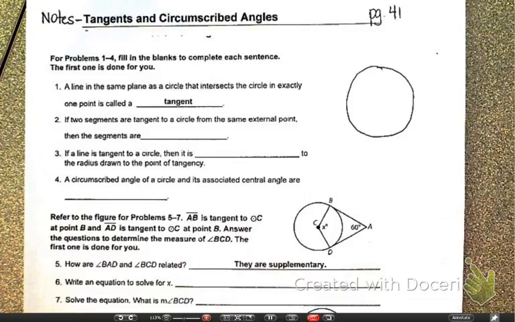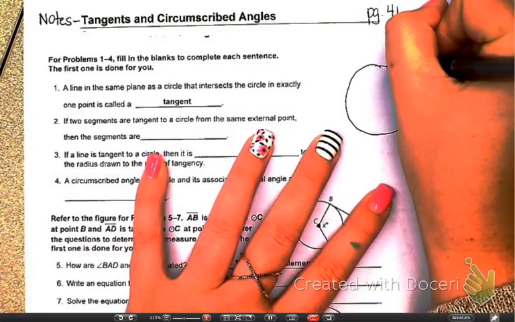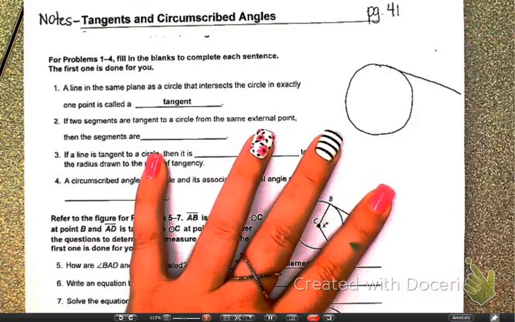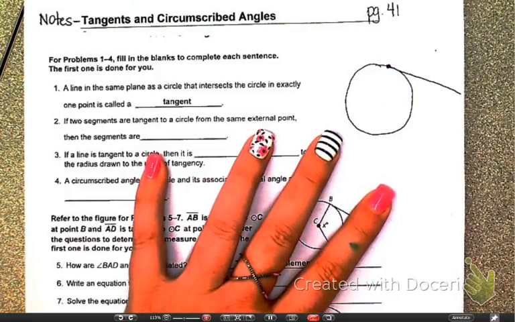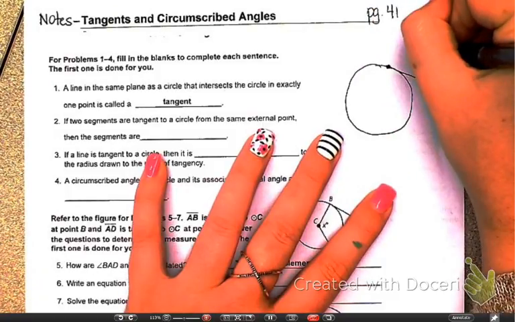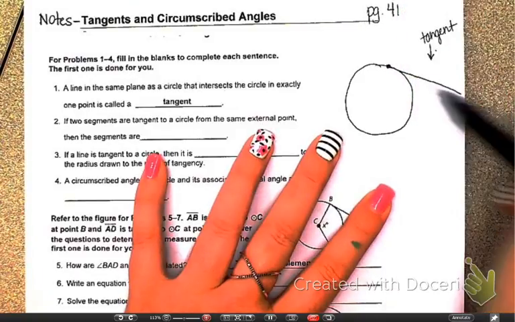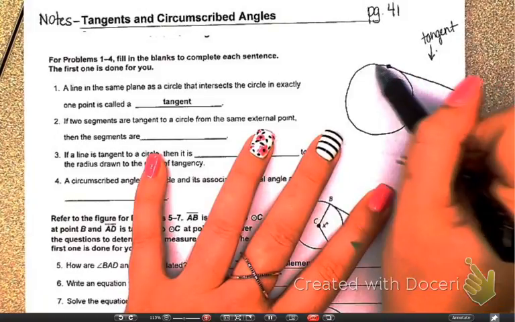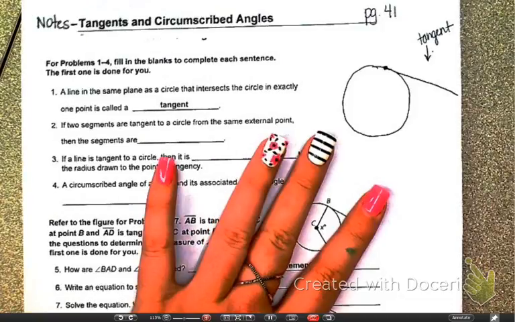Okay, so number 1, a line in the same plane as a circle that intersects the circle at exactly one point is called the tangent. So if I were to draw in a tangent, it would look something like this. It's intersecting the circle at this point here. This is my tangent. Now that line, this is technically a segment, but it can go all the way through, okay? It doesn't have to just stop, but for our purposes right now, it's going to.